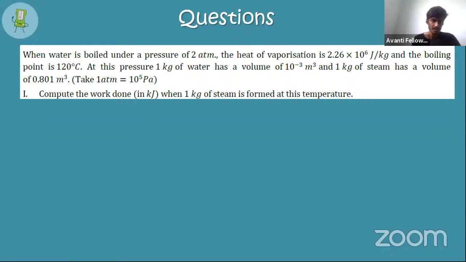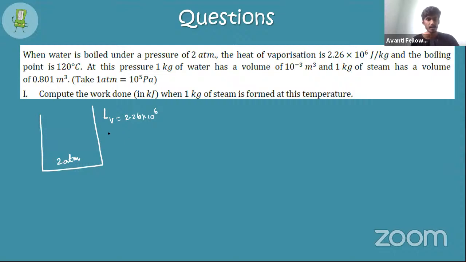So in this question, what's happening? Okay, when water is boiled at 2 atmosphere, so there is water and it is boiled at 2 atmospheric pressure, the latent heat of vaporization is 2.6 into 10 to the power of 6 joule per kg. Okay, and boiling point is 120 degrees Celsius, and at this pressure mass of the water is 1 kg. Initially volume was 10 to the power of -3, and it is now converted into 1 kg of steam, and it has a volume of 0.801.